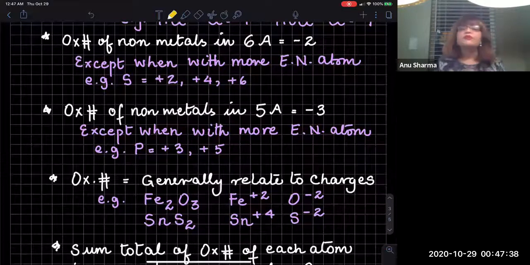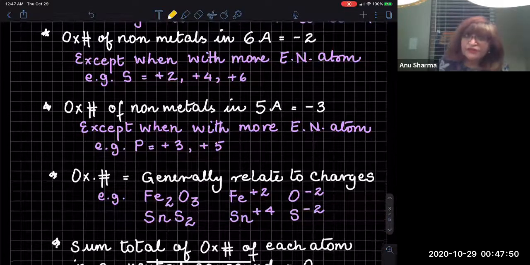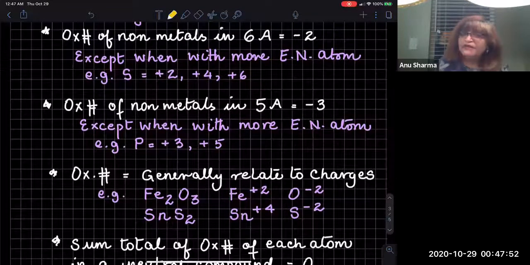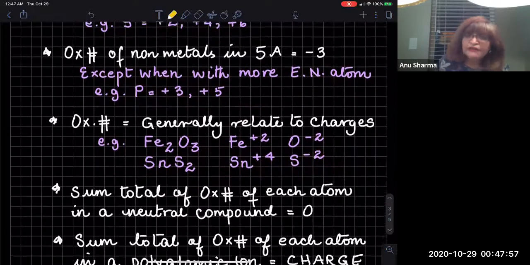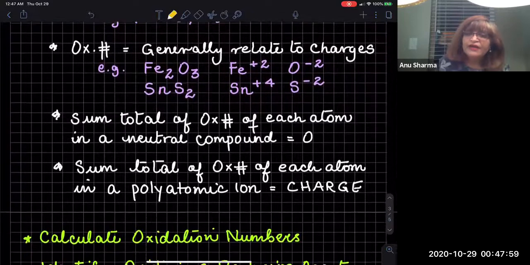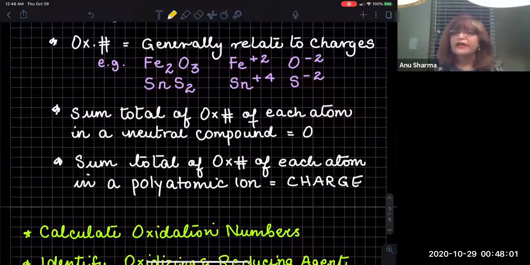Then the oxidation number of non-metals, such as group 6A, is generally going to be -2. However, there are exceptions. Sulfur can have +2, +4, and +6 as well. Then the oxidation number of non-metals in group 5A is going to be -3, except phosphorus, which can have +3 and +5 as well. Generally, the oxidation numbers relate to the charges of the element.